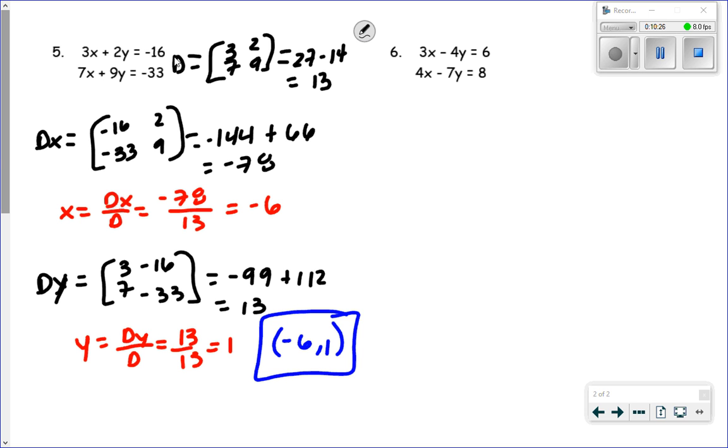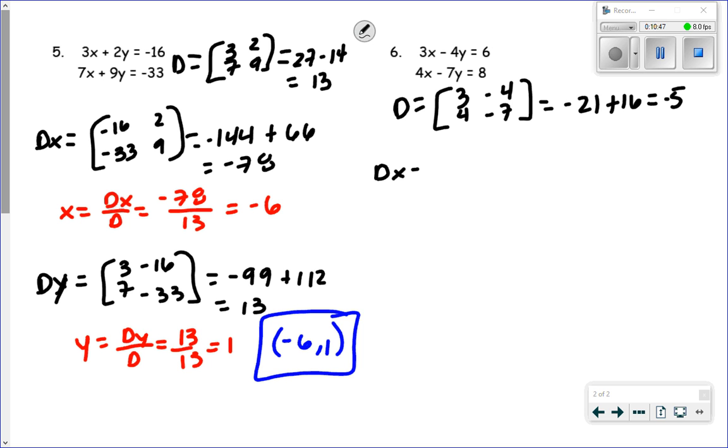And last problem. Find the original determinant here. 3, 4, -4, -7. 3 times -7 is -21. 4 times -4 is -16, so it would end up being plus. So I would get -5. Dx would be 6, 8, -4, -7. 6 times -7 is -42. Minus 8 times -4 is -32, so it ended up being plus. So it would be -10.